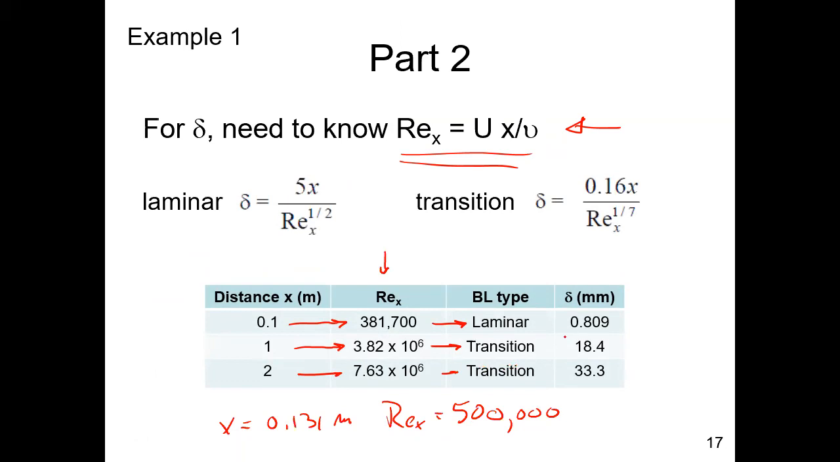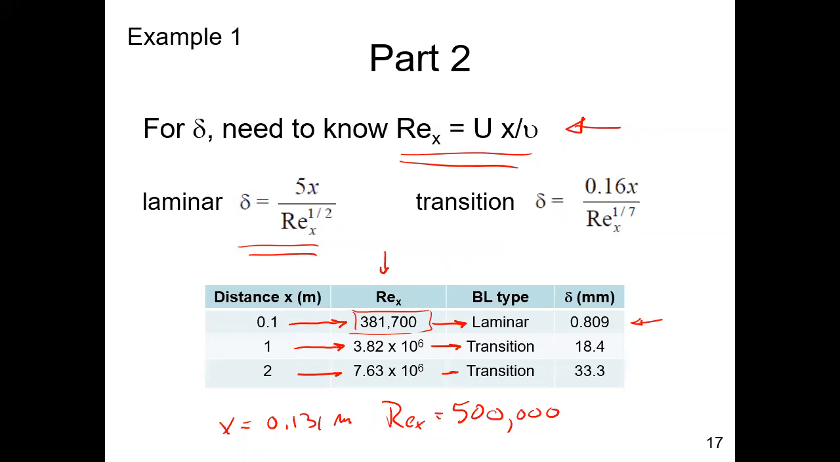When the boundary Reynolds number at x equal to 0.1 meters is 381,700, this is how we calculate the boundary layer thickness in a laminar boundary layer zone. The boundary layer thickness is 5x, in this case x equal to 0.1 meters, divided by the boundary Reynolds number, 381,700, to the 1/2 power. And that gives us 0.809 millimeters.